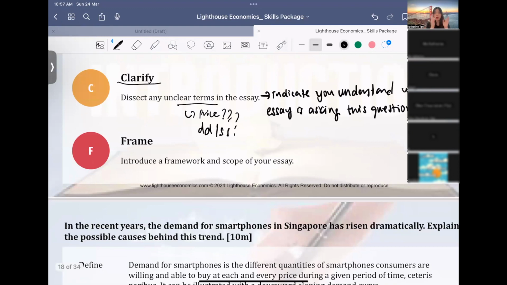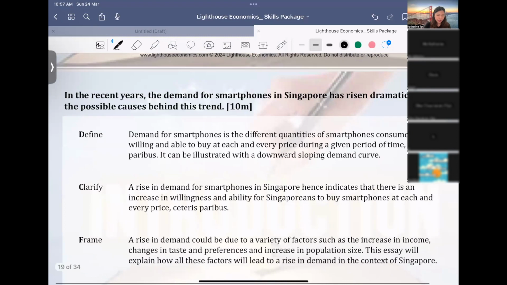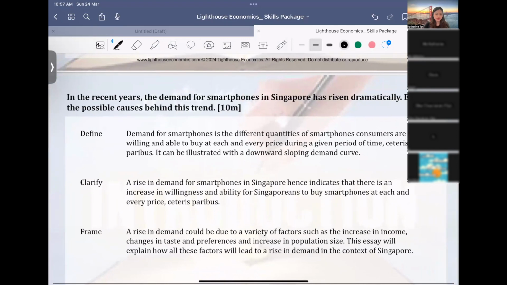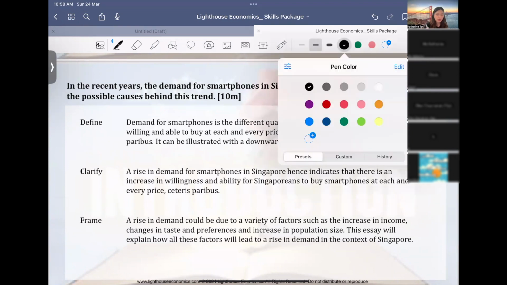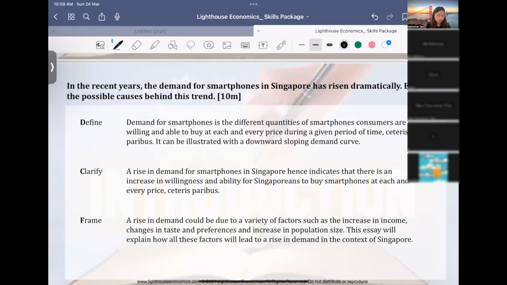So you tell me what are the points you're going to talk about in the essay. Example: In recent years, the demand for smartphones in Singapore has risen dramatically. Explain the possible causes behind this trend. I won't go through 3Cs, you all know. So let's see concept first.